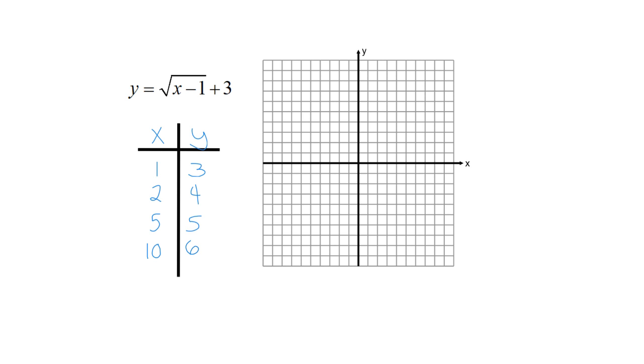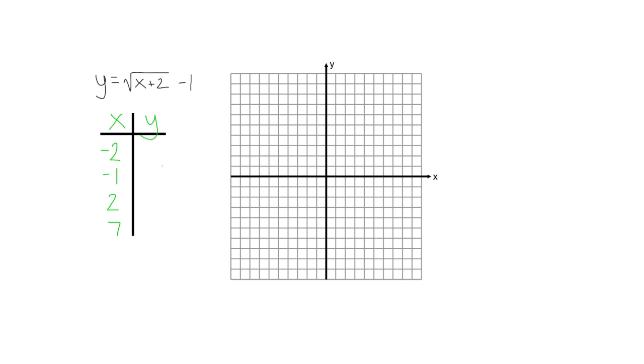And we will plot our points. 1, 3, 2, 4, 5, 5, and 10, 6. There's our points. And we can draw our curve from that 1, 3. That is the point we start with, because we know anything less than 1, 0 or lower, whatever, or even a decimal that's less than 1, will give us a negative under the square root. So we know our domain, our x values, are restricted to anything positive after the number 1. So there is our curve for y equals the square root of x minus 1 plus 3.